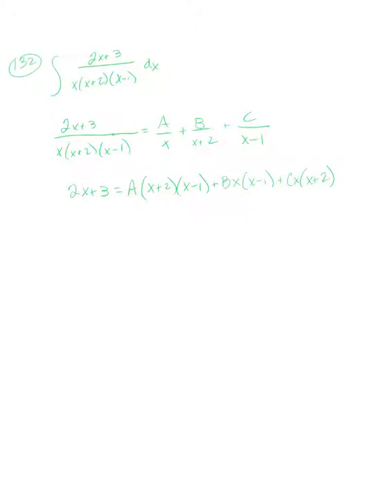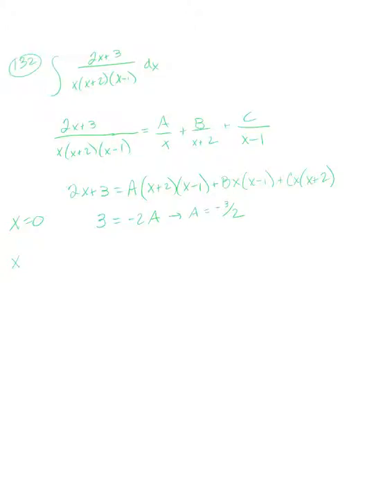Now I choose some convenient x values. I'm thinking 0. So the left side of my equation will be a 3. And then I have -2A + 0B + 0C. So A is -3/2.